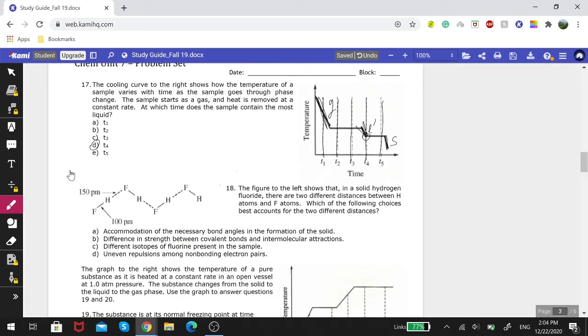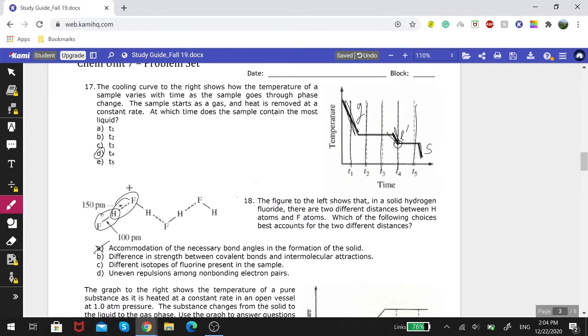The figure to the left shows that solid hydrogen fluoride has two different distances. Which of the following choices accounts for the two different distances? Why are there two different distances over here? Accommodation of the necessary bond angles as a formation of solid. But first of all, this does not have anything to do with bonding angles, so A is wrong.